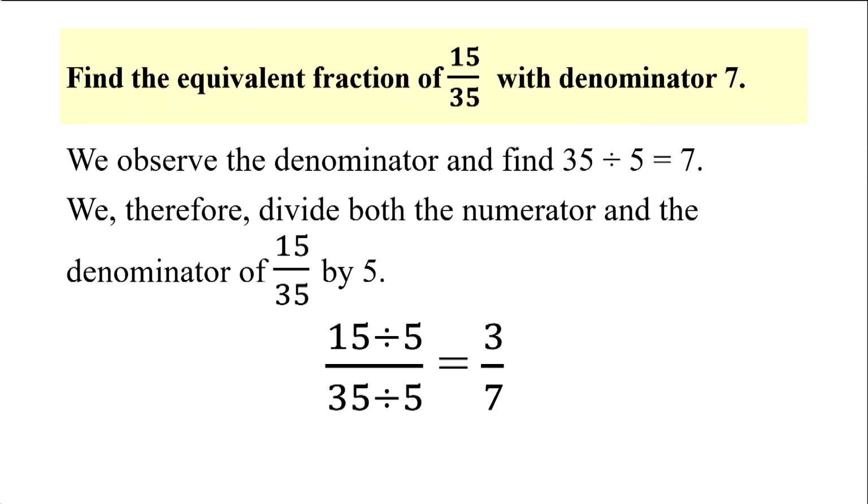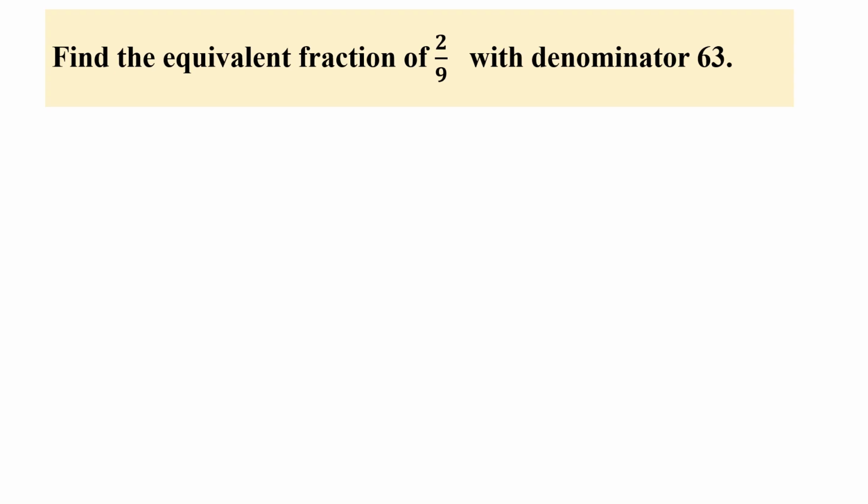Therefore, we will get the equivalent fractions with respect to the question given. Here, 15 by 5: 5 threes are 15, and 35 divided by 5 is 7. Therefore, the equivalent fraction for 15 by 35 is 3 by 7. Is it understood? Very good, my dear student. Let us go with another question.